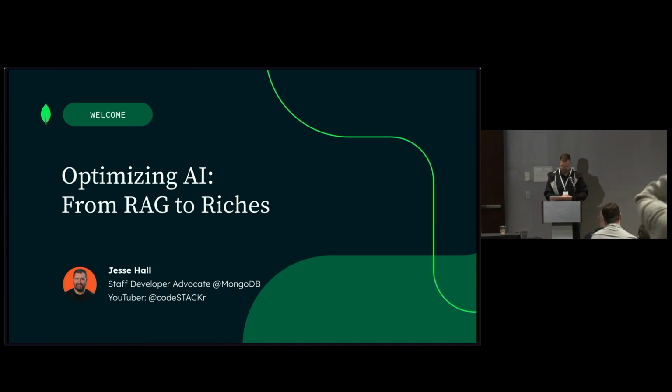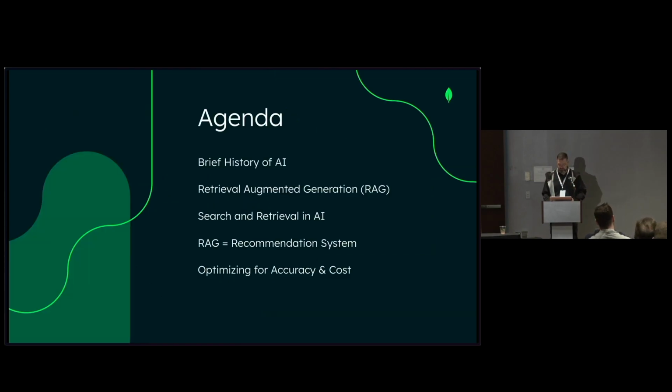So even though I do work for MongoDB, this talk is not about MongoDB. Everything that we discuss is applicable to any tech stack that you choose. So we're going to go over all of the things that you can apply to whatever tech stack you use.